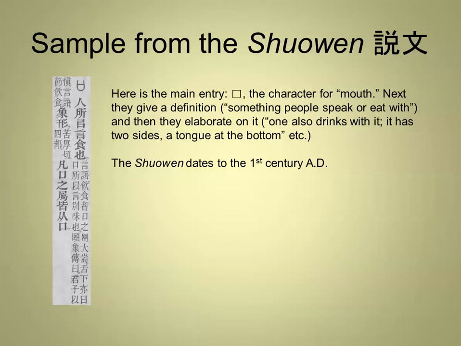Here's a sample from the Shuowen. The Shuowen gives us an early calligraphic form of the character, and then it gives us a definition, something that people speak or eat with, and then it elaborates on it. And one can also drink with it. It has two sides, tongue at the bottom, all that. The Shuowen, as I said, dates to the 1st century AD. Now there's some other stuff in this entry, but I'm going to hold off explaining that until we look at some later examples.